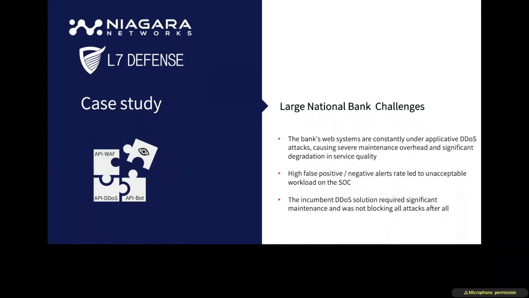The complexity comes from the traffic arriving from many different IPs and different parameters. The current system was not able to identify what's good and what's bad. With L7 Defense together with Niagara Networks, this is working.